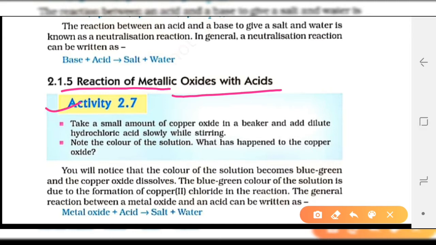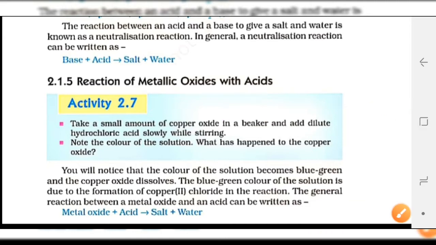Activity 2.7, where you have to take a small amount of copper oxide in a beaker and add dilute hydrochloric acid slowly while stirring. Note the color of the solution and what has happened to the copper oxide. Here you can note down the molecular formula of copper oxide, CuO, and hydrochloric acid, HCl. When this reaction takes place, it gives CuCl2.